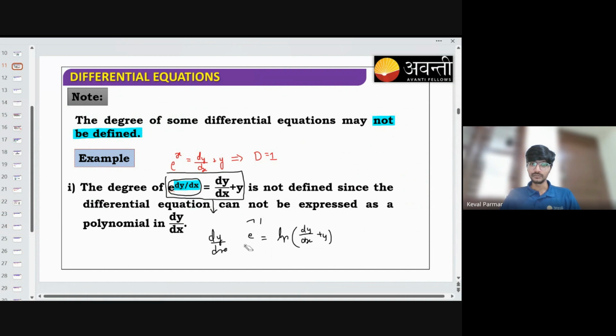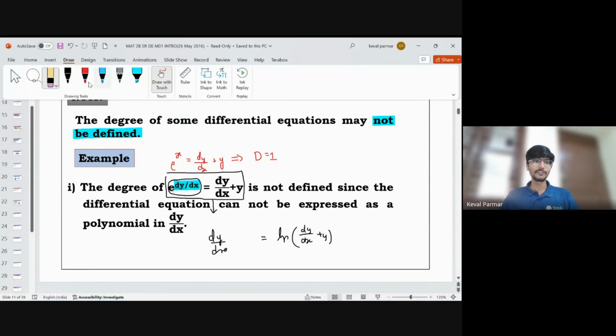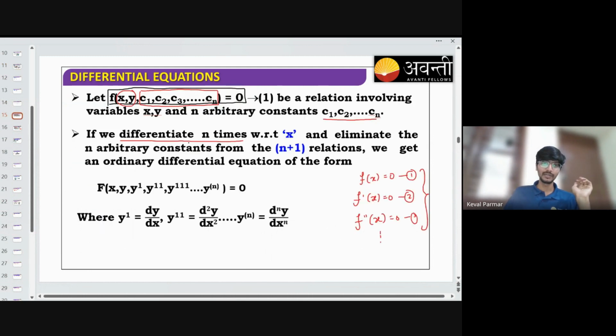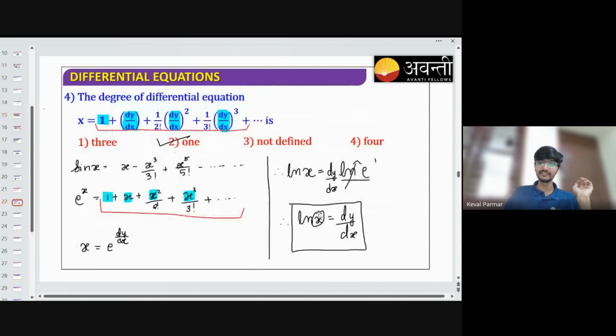Correct? Now we removed the differential coefficient from the e power, but now dy by dx is inside ln. So there is no possible way that we could remove dy by dx from both. Here it was in e raised to power, here it was in ln. So in such cases the degree is not defined. But here we could simplify and easily write it in this format. Therefore, degree is 1. I hope it is clear. Got it? So there are some tricky questions here. Don't assume that every time the degree will be not defined. First see whether you can simplify it. Got it? Okay.